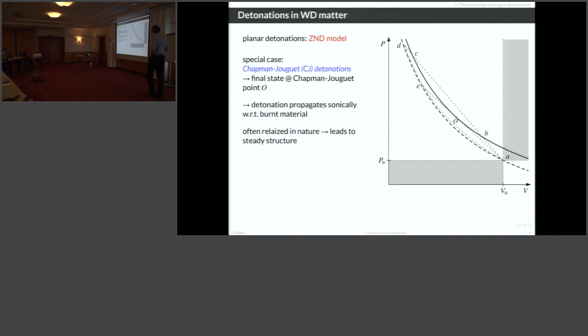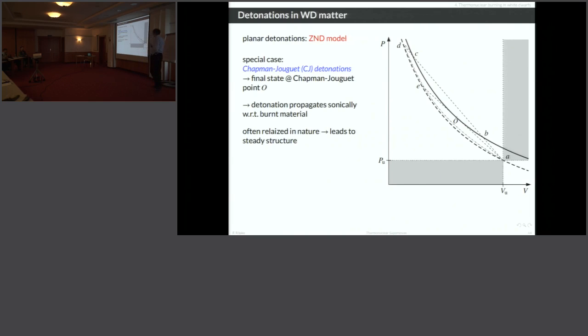A special case is the so-called Chapman-Jouguet detonations. Here we start again in our initial state, and then we go up the Hugoniot adiabatic for the shock wave to point E, and then down from this von Neumann spike to the final state on the detonation adiabatic. If the point that we reach here is the Chapman-Jouguet point, which is just the point reached by a Rayleigh line that is tangential to the detonation adiabatic, then one can show with some arguments that I cannot actually do in detail here that this corresponds to a detonation that propagates sonically with respect to the burned material.